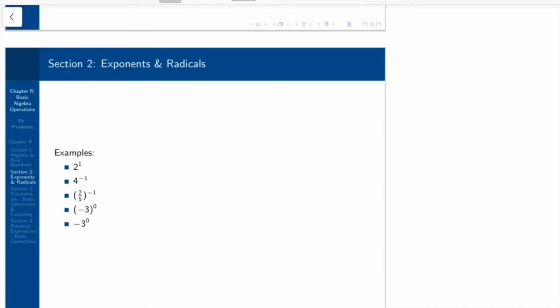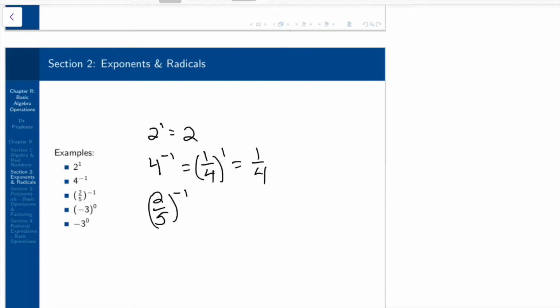So if we look at a few examples, 2 to the first, well, that's just going to be 2, because the property says anything raised to the first is itself. 4 to the negative first: a negative exponent means I just take the reciprocal and raise that to the first again. So 4 to the negative 1 is just going to be 1/4. Likewise, 2/5 to the negative first is just the reciprocal, so 5/2. Now I've taken the reciprocal, so it's just 5/2 to the first, which again is just 5/2.